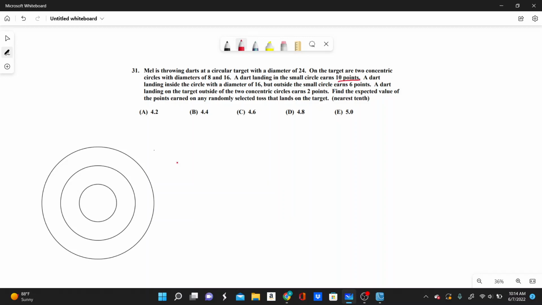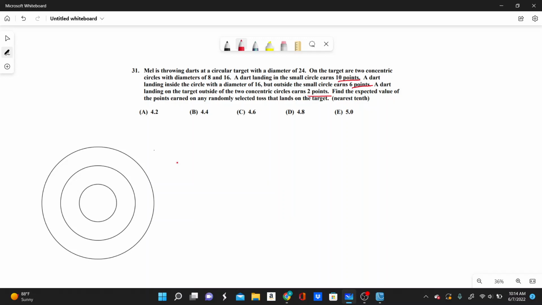A dart landing inside the circle with a diameter of 16 but outside the small circle earns 6 points. A dart landing on the target outside of the two concentric circles earns 2 points. Find the expected value of the points earned on any randomly selected toss given that it lands on the target, so we don't have to worry about it missing.